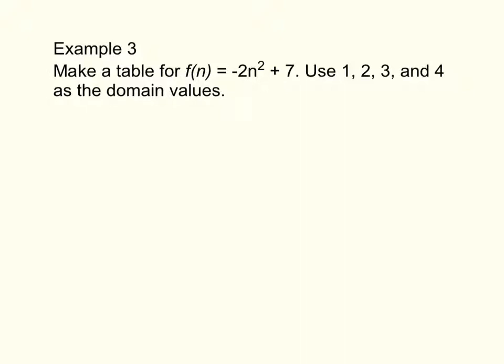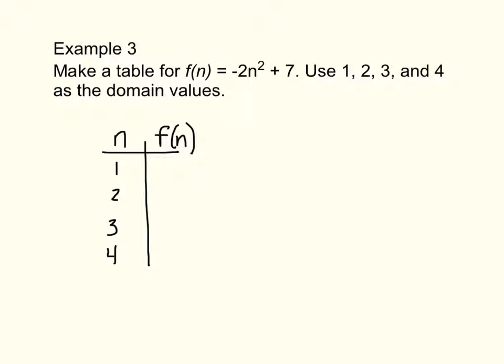Example number 3. Make a table for f of n equals negative 2n squared plus 7. Use the values 1, 2, 3, and 4 as the domain. Now, I want to make sure you understand that this is not f times n. You're not multiplying anything. This is f of n. It's just the name of a function. So if you made a table, which you have done before, called the t-table, where you normally do x and y, in this case we are not using x and y. What you're going to be using is n, and your output's represented as f of n. So the n values we need to use are 1, 2, 3, and 4.